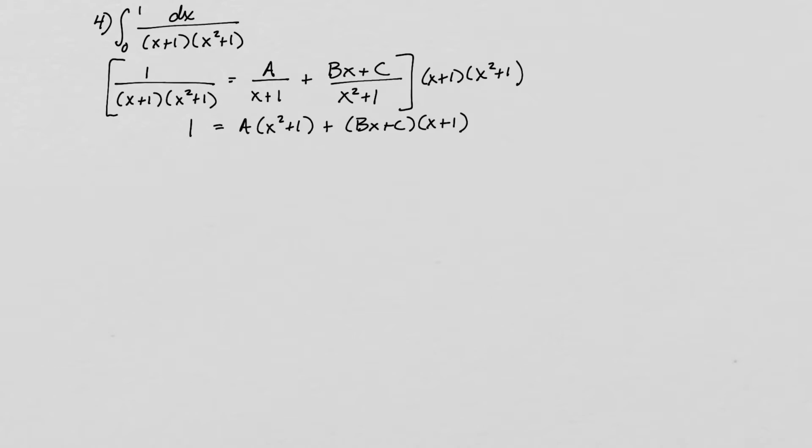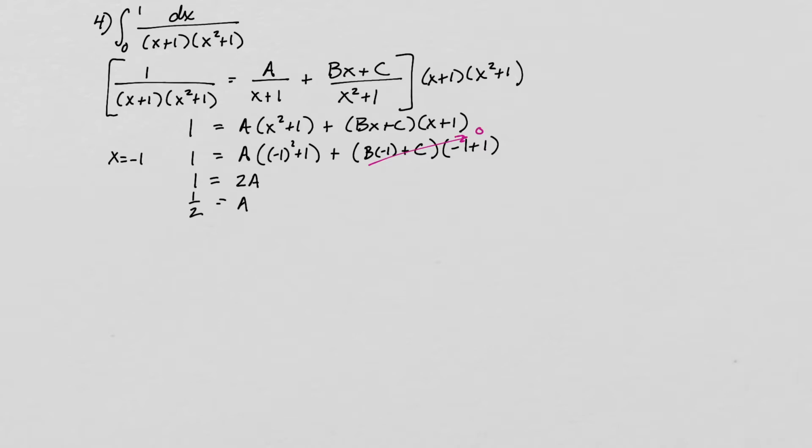Okay, right, -1. So if x is equal to -1, we get 1 is equal to A times ((-1) squared plus 1) plus (B times -1 plus C) times (-1 plus 1), right? So this whole part goes to 0. We end up with 1 is equal to 2A, so A ends up being equal to 1/2. Okay, so then what can you do?